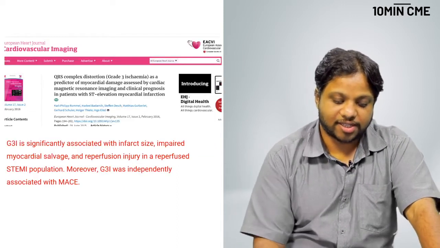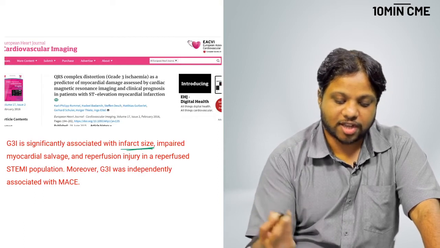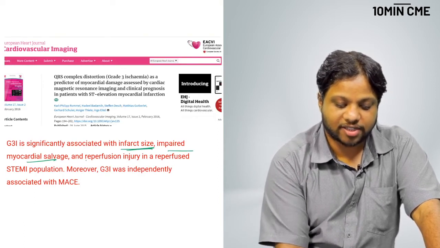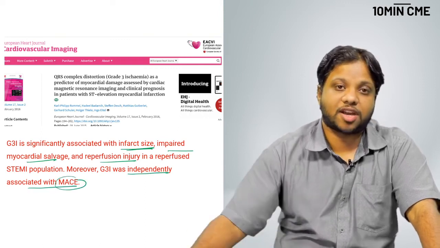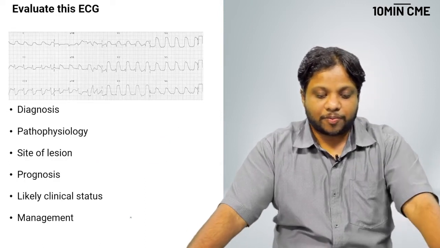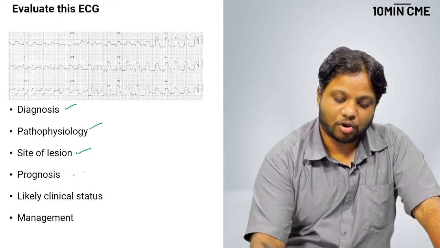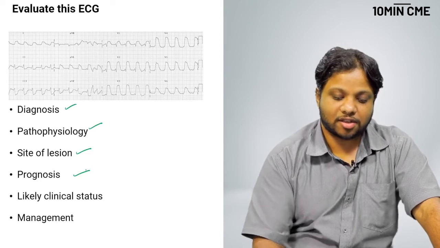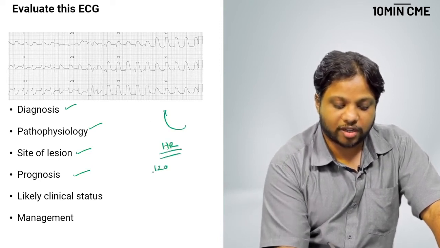So, grade 3 ischemia is significantly associated with infarct size. So, larger infarct size, impaired myocardial salvage and reperfusion injury, independently associated with MACE. MACE is major adverse cardiac events. So, evaluating the ECG, we have established diagnosis, pathophysiology, site of lesion, prognosis, and likely clinical status. I want you to see the heart rate. The heart rate is somewhere around 120.